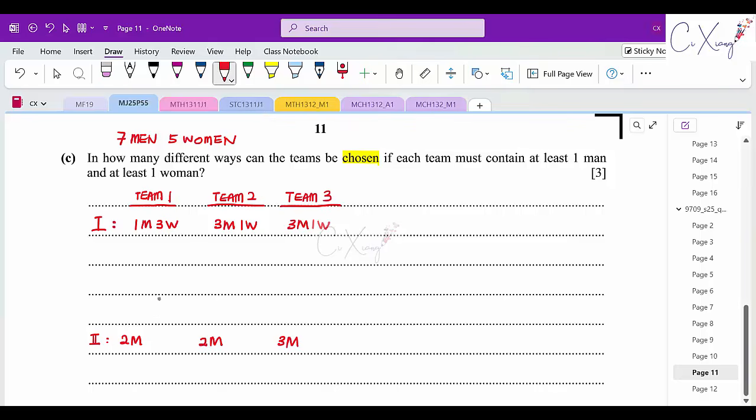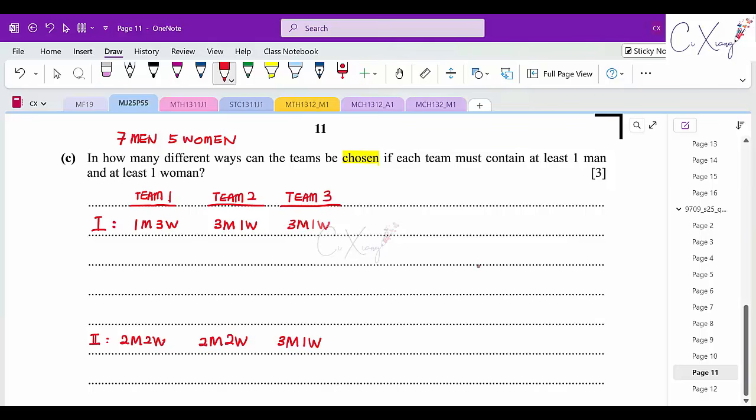Alright, after you fix the number of men already, now what do we have in the team 1 for the women? It must be having 2 women, so that the total member is 4, right? Then for team number 2, also 2 women. For team number 3, it must be having 1 woman. So if you double check, the total women is still 5, and the total men is still 7. And it fulfilled the condition where we must have at least 1 man and also at least 1 woman.